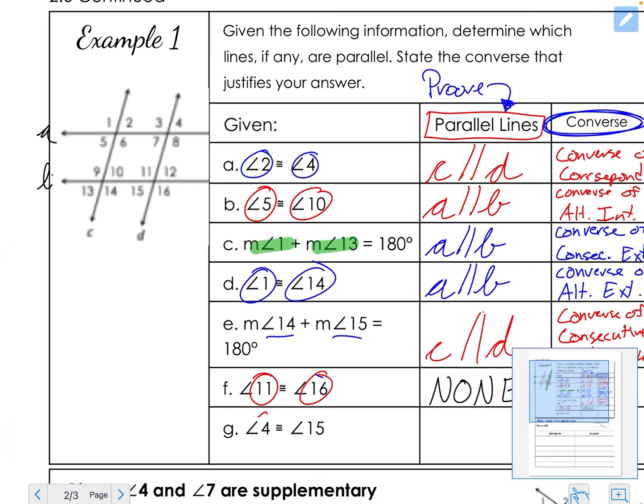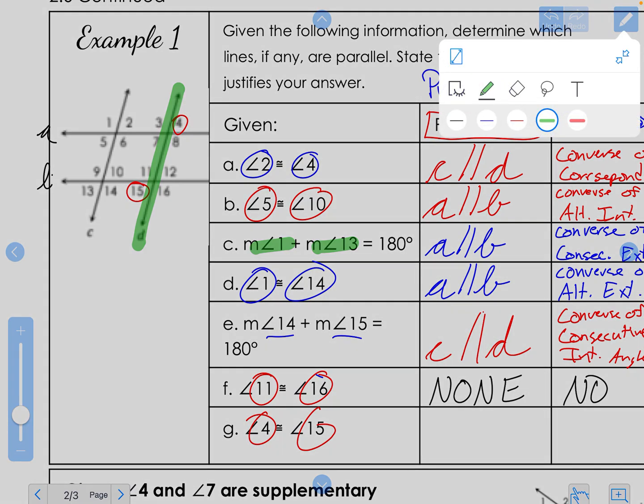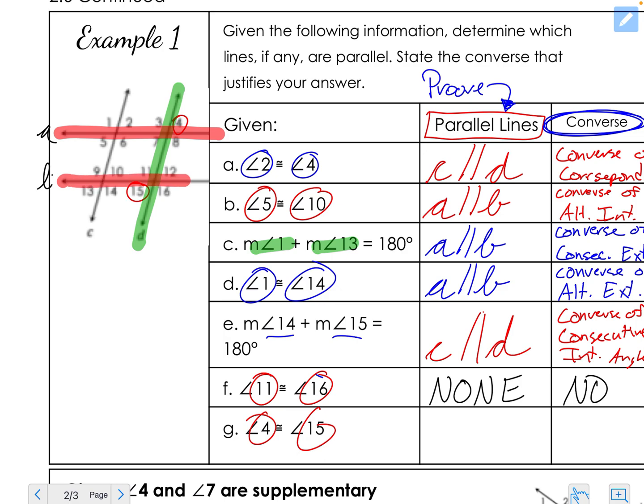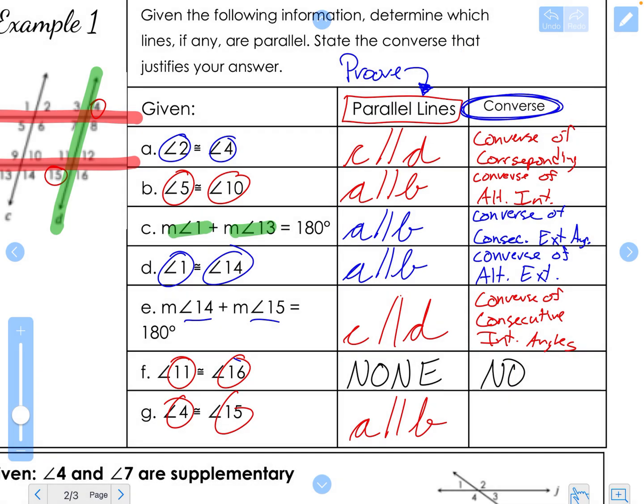Now let's look at 4 and 15. So I have angle 4 right there. I have angle 15. They are on line D, so D would be my transversal, which would make A and B my parallel lines. So A is parallel to B, and I know that 4 and 5 are congruent, and I know that the angle relationship that 4 and 5 have are alternate. So we're going to have to use the converse because, again, we are proving the opposite. C-O-N-V-E-R-S-E. So the converse of alternate exterior angles.